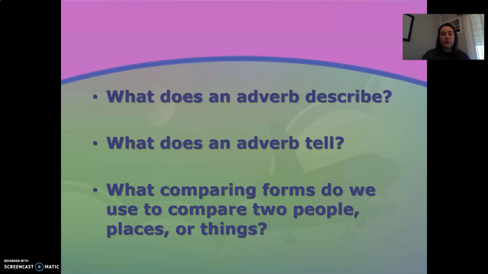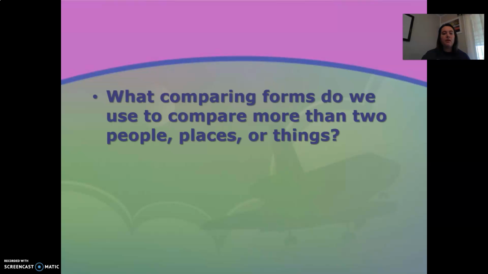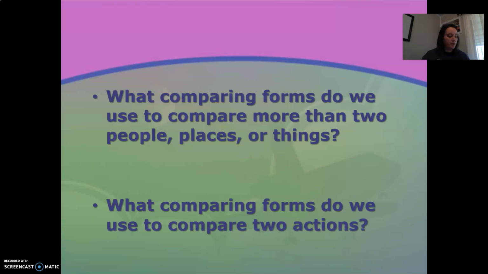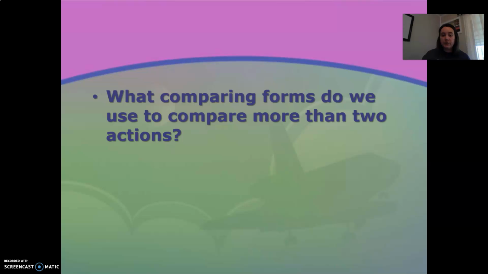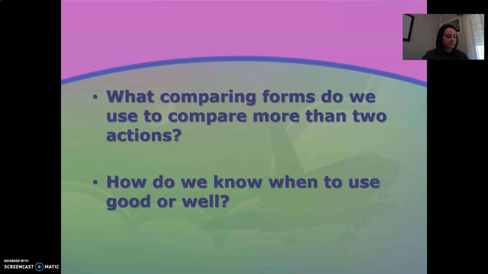What comparing forms do we use to compare two people, places, or things? That's when we use ER, like bigger, or more, like more intelligent. What comparing forms do we use to compare more than two people, places, or things? That's when we use EST, like biggest, or most, like most intelligent. What comparing forms do we use to compare two actions? It's two, so it would be ER or more. What comparing forms do we use to compare more than two actions? That's EST and most.